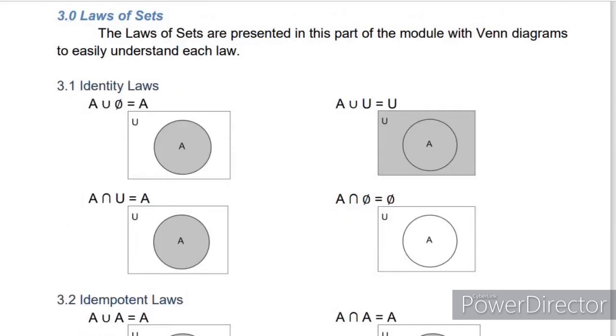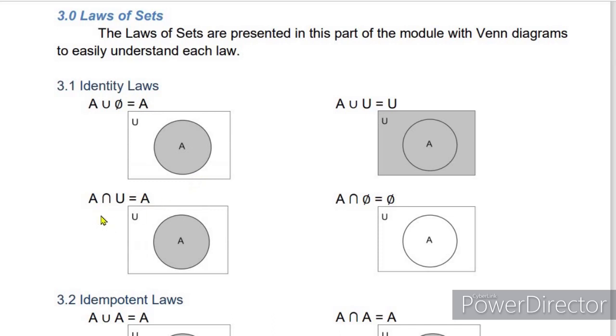So 3.1, the identity laws. This is the first law. A union the null set is equal to the given set itself, which is A. Why? Because we are referring to the union of all the elements inside A and all the elements inside a null set, and there are no elements inside the null set. So we will just shade all the elements inside A. So it is equal to A.